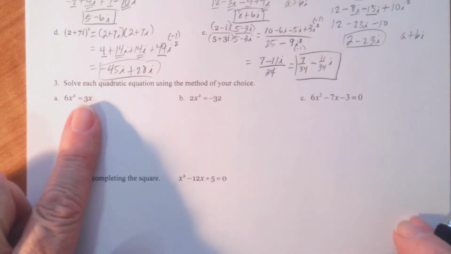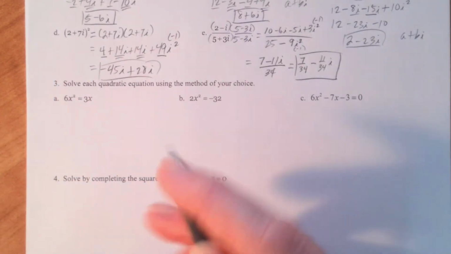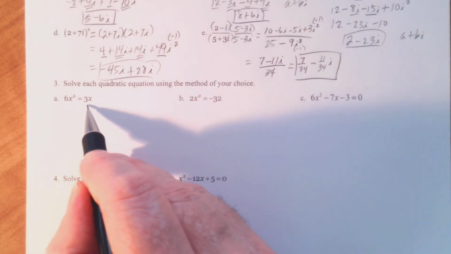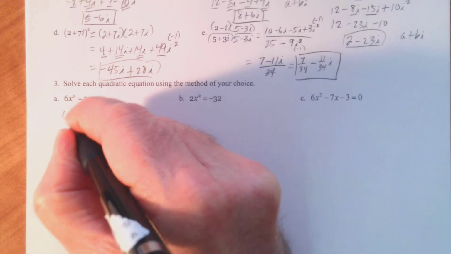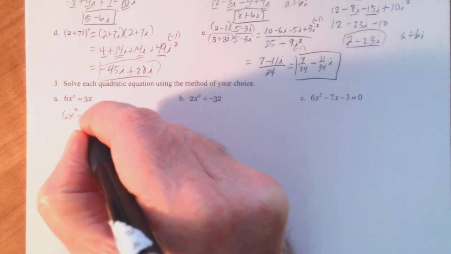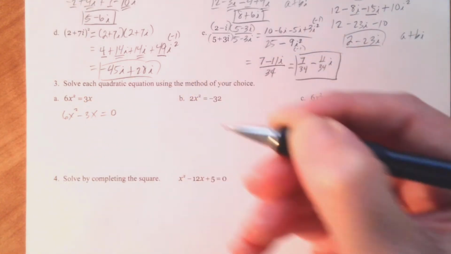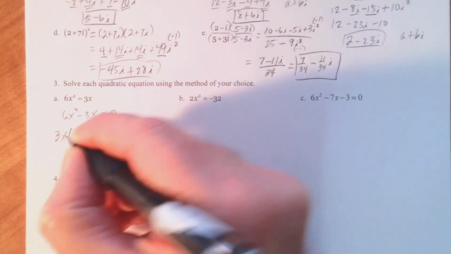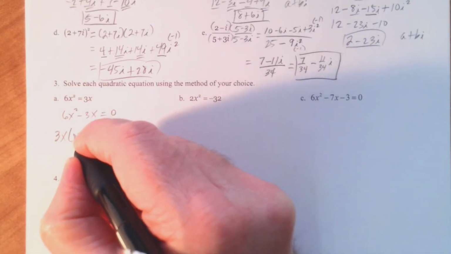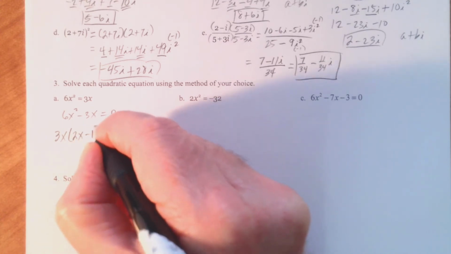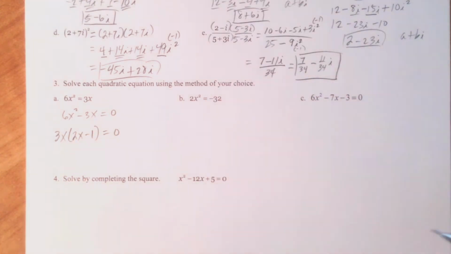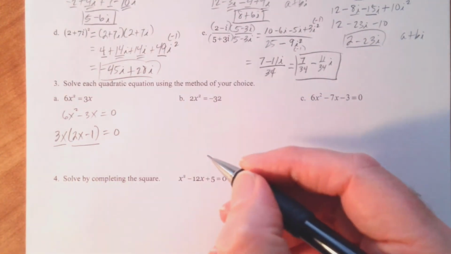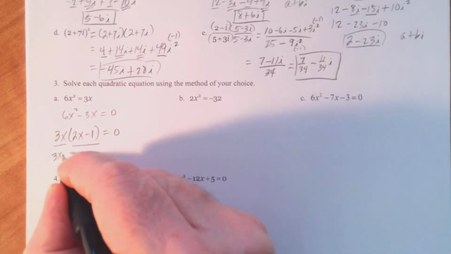So I'm looking at this here, and I'm seeing that these terms have common factors. So I'm thinking I want to put them on the same side and factor out a GCF. In this case, it would be 3x. So it'll be 3x times 2x minus 1, and that's equal to 0. So then once we factor, we set each of our factors equal to 0.